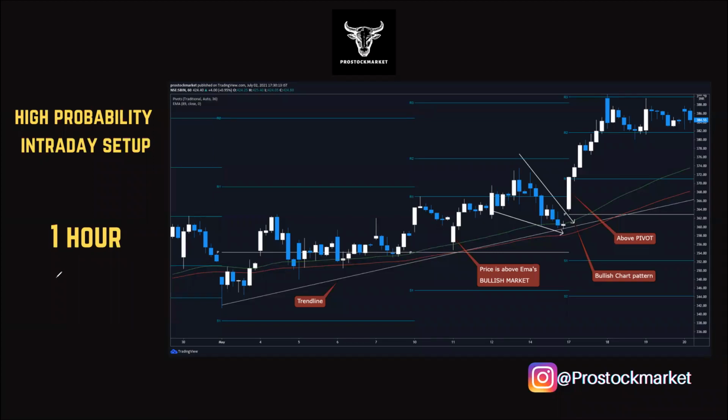Of course, you can go for swing as well. This applies in weekly and monthly as well. So we can go for swing and positional as well. So this is the intraday setup.